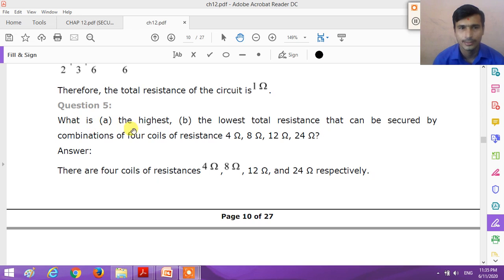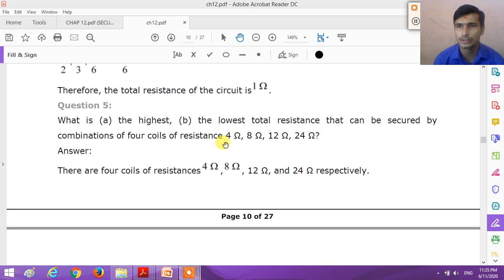Question 5. What are the highest and the lowest total resistance that can be secured by a combination of 4 coils of resistance 4 ohm, 8 ohm, 12 ohm and 24 ohm? So when we connect 4 ohm, 8 ohm, 12 ohm and 24 ohm, what highest resistance do we obtain, and what is the lowest resistance we obtain?